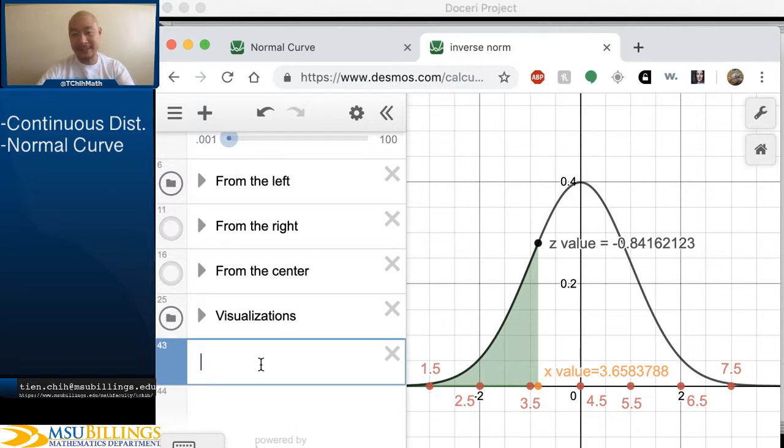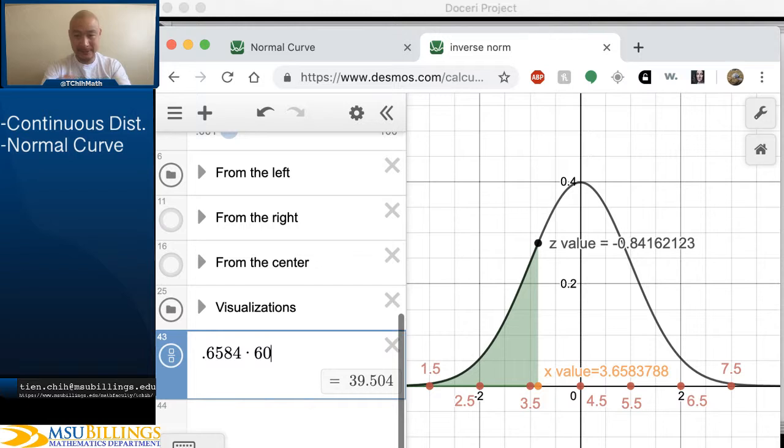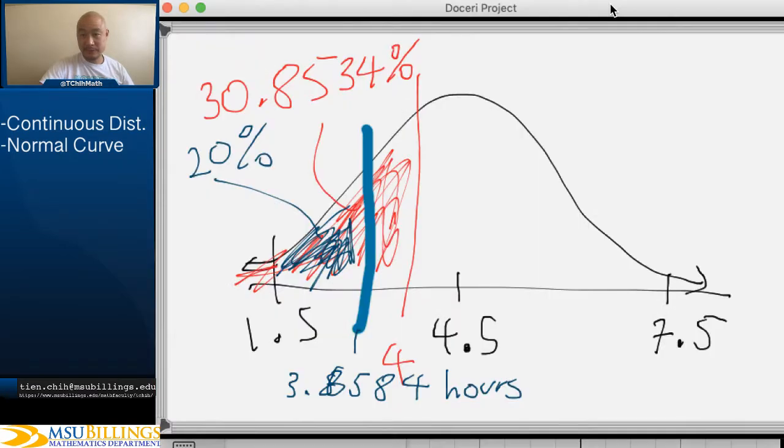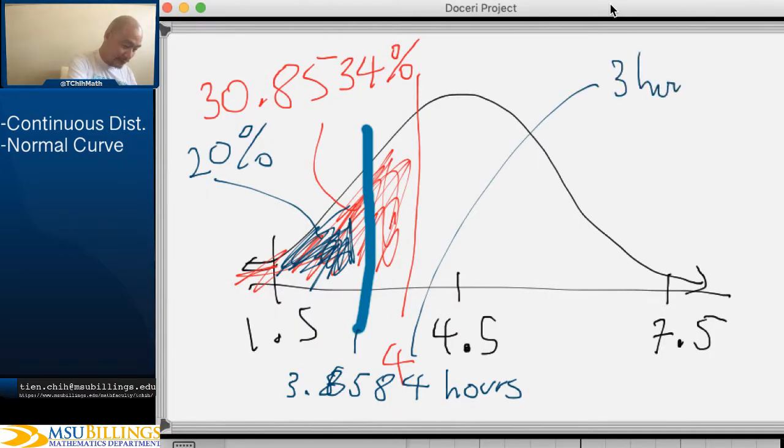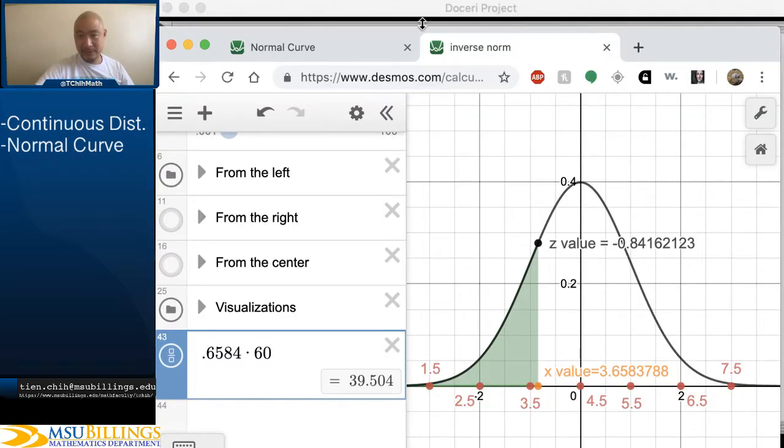I would want to know exactly how many minutes that is. I could take my 0.6584, multiply by 60, and that's about 39 and a half minutes. So this is about 3 hours and 39 and a half minutes.